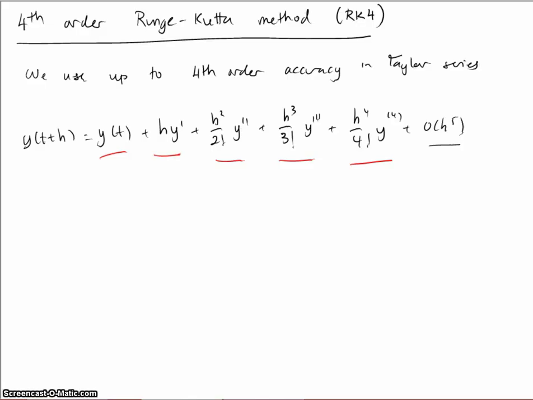So using the approach that I've shown to you for the second order Runge-Kutta method, the derivations are going to be a lot more complicated, a lot more tedious, but you should be able to come up with expressions for how to approximate your y double prime, y triple prime, and the fourth order derivative of y. Okay, so it's not necessary for you to know how to derive the fourth order Runge-Kutta method.